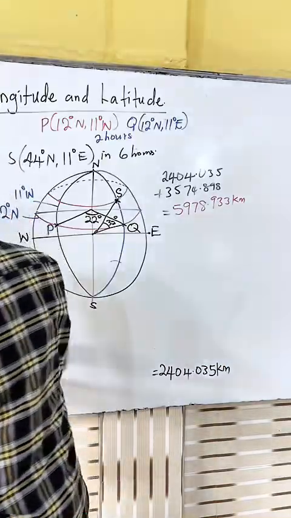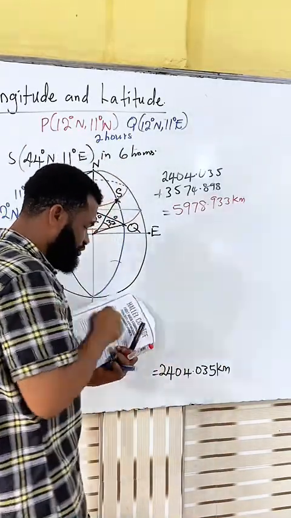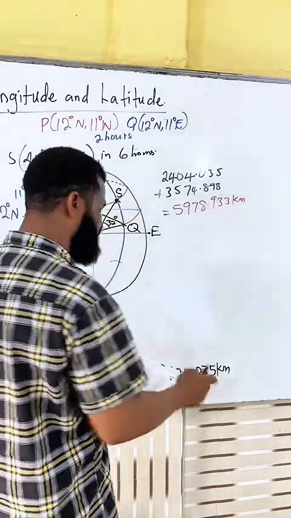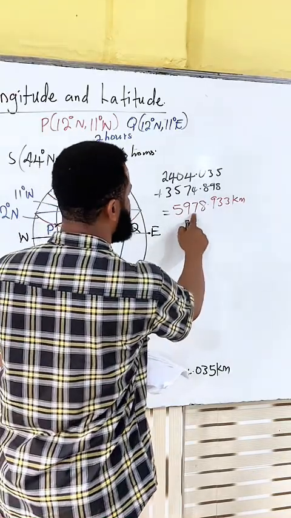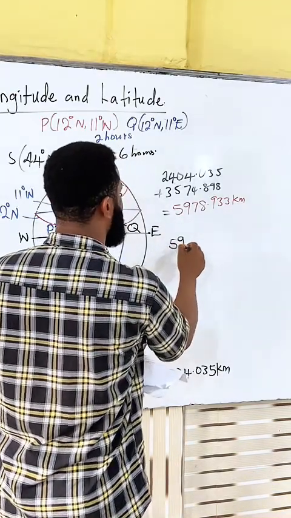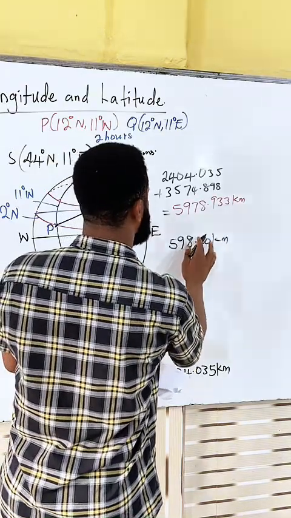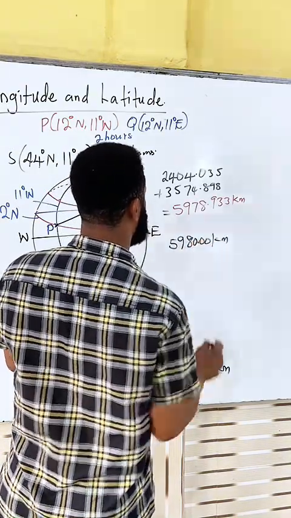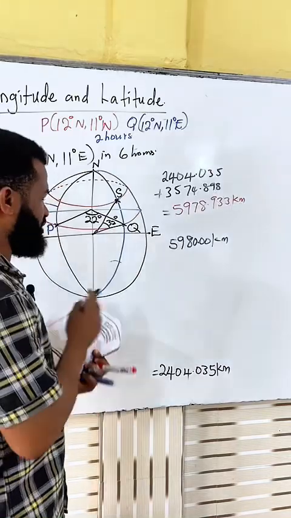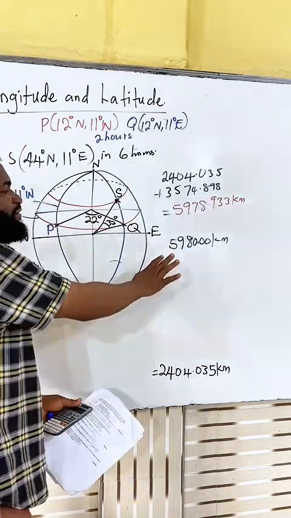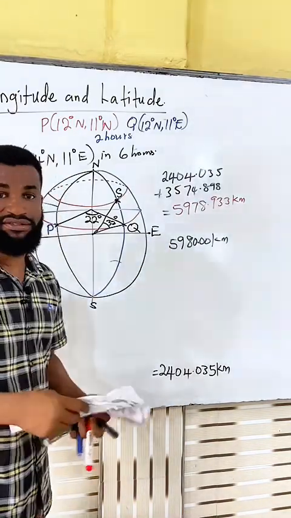But then remember, they say that my answer must be in three significant figures. I'm looking for 1, 2, 3. So which is 5980.00 kilometers. All right, so this is the final answer for the total distance covered.